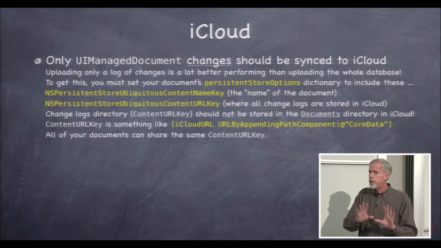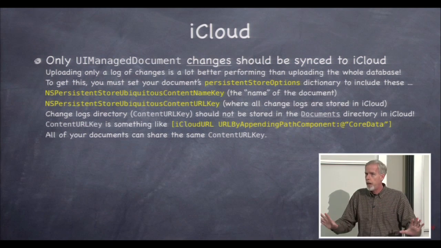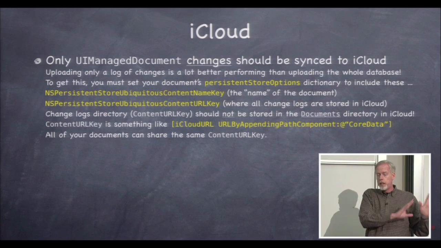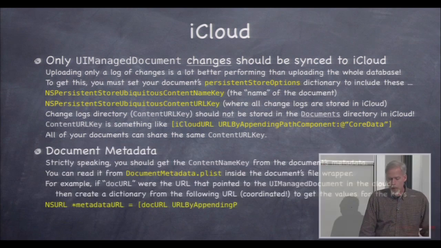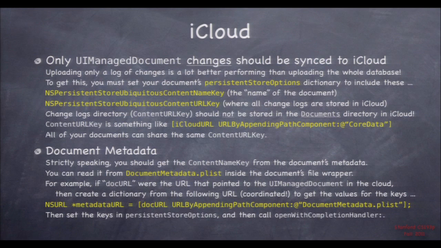So that's it. You set these things, and you set these options before you call save to URL or before you call open with completion handler. Remember those methods, hopefully, the ones that open or create a document. You have to have these persistent store options set before that. And we're going to see in the demo how to do that, because we're going to do this whole thing.